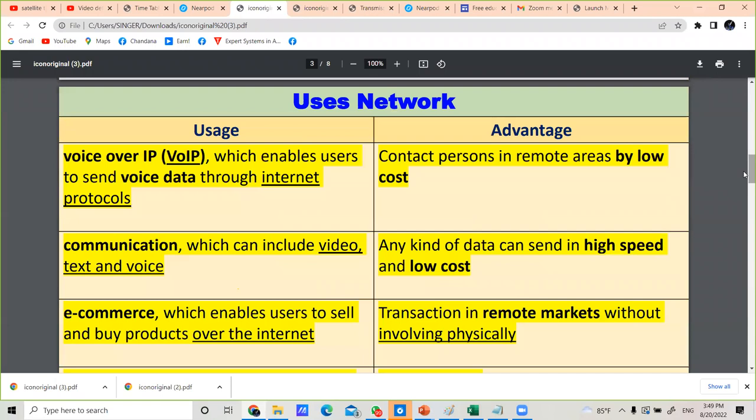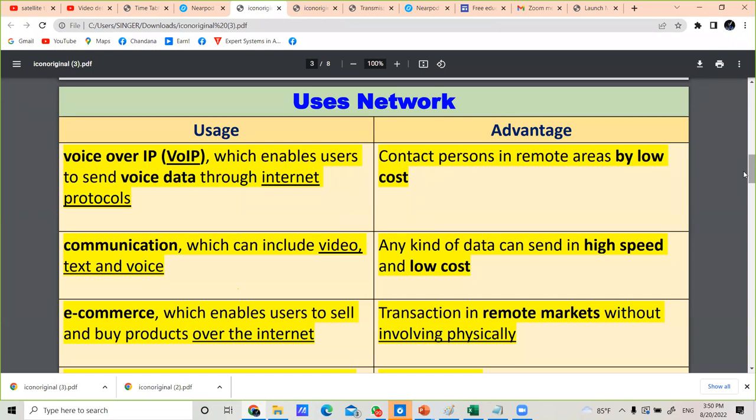VoIP is another usage, the most common usage around the world. At low cost, you can make telephone calls to your friends or relations around the world. That is done through the internet, and it is called Voice over Internet Protocol, VoIP, which enables users to send voice data through internet protocols. Here the advantage is that at low cost, you can connect with your friends or relations around the world.